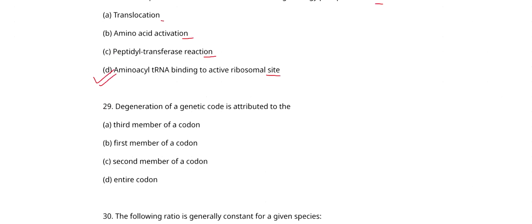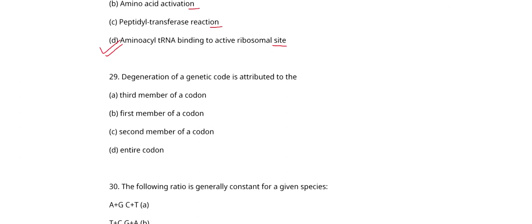Now come to 29. That is degeneracy of the genetic code is attributed to the: A, third member of a codon; B, first member of a codon; C, second member of a codon; and D, entire codon. Answer will be A, that is third member of a codon. Its explanation is according to the wobble hypothesis, the tRNA anticodon has the ability to wobble at the 5' end by pairing with even a non-complementary base of the mRNA codon. It corresponds to third base degeneracy of the codons. Okay.